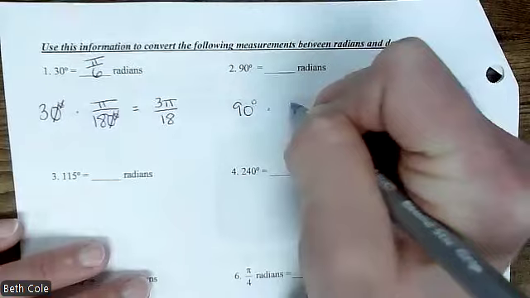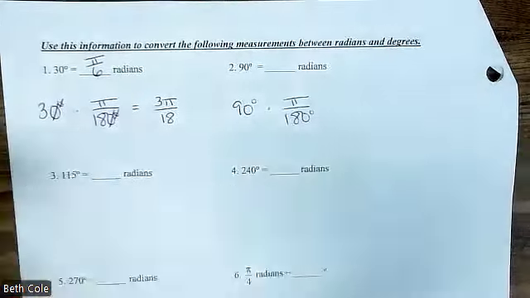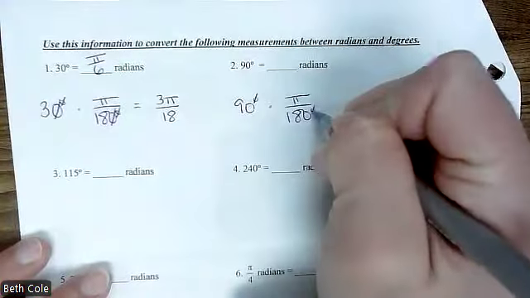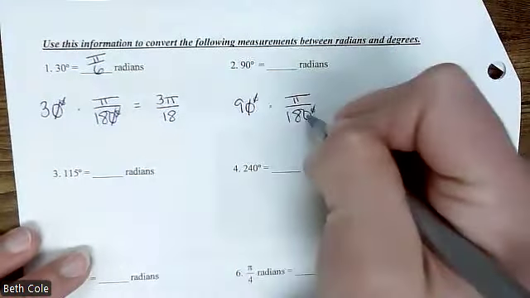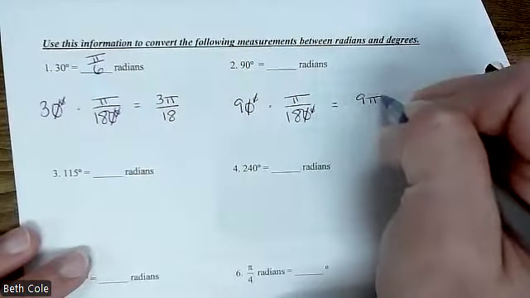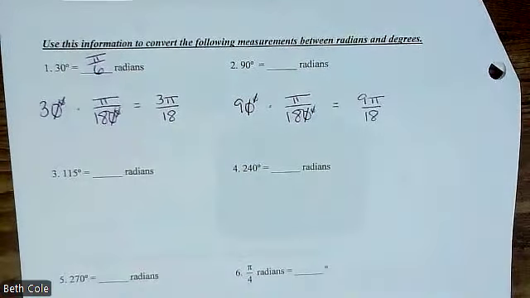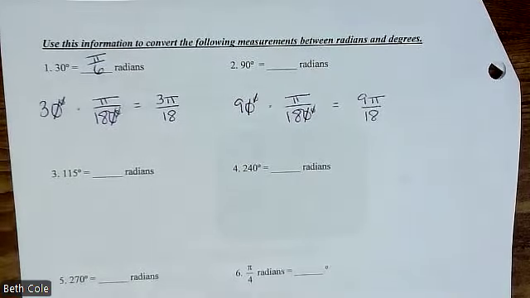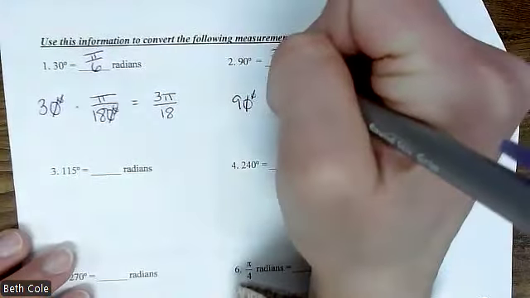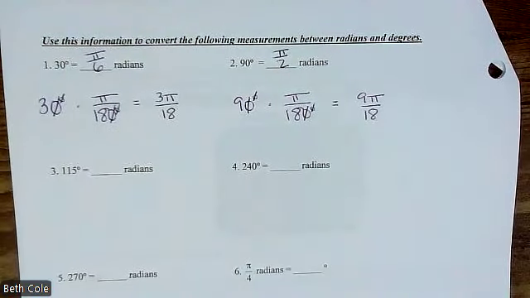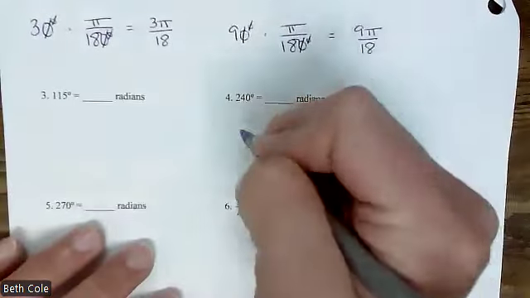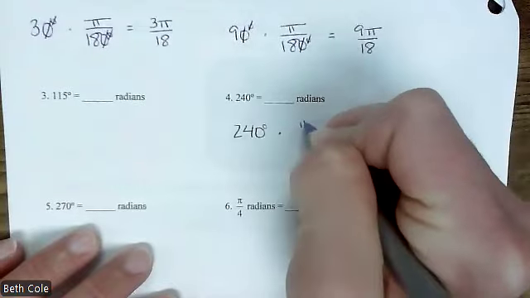So take your 90 degrees, multiply by pi over 180. The degrees are going to cancel. The zeros are going to cancel. And you get 9 pi over 18, which again is going to reduce to what? Pi over 2. Good job. 1/2 pi. I'm going to save this one for the last of these because that's going to be the hardest one. All right, let's go to 240 because it doesn't have a 0 on it.